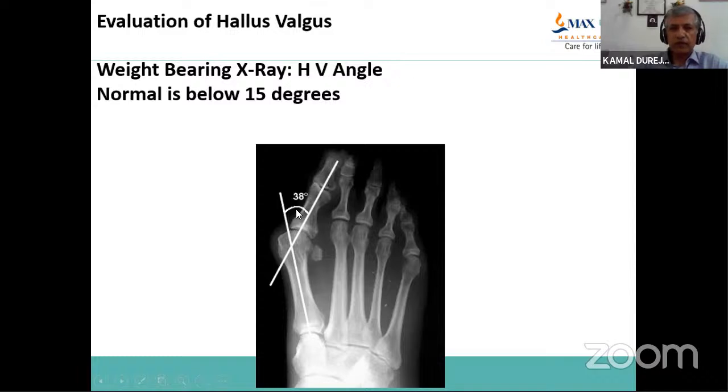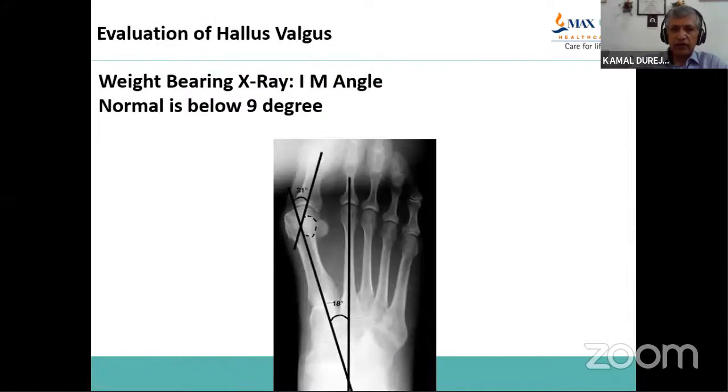And depending upon the degree of the hallux valgus angle, and then measuring another intermetatarsal angle, the metatarsal axis of first and second, which normally should be 9, based on these two parameters, we classify our hallux valgus into mild, moderate, and severe varieties. So whenever you have a hallux valgus case, you should be able to measure these two angles and describe the severity of the hallux valgus.